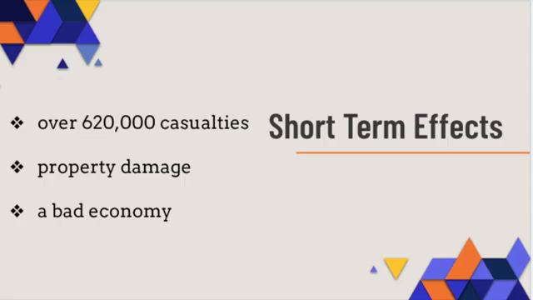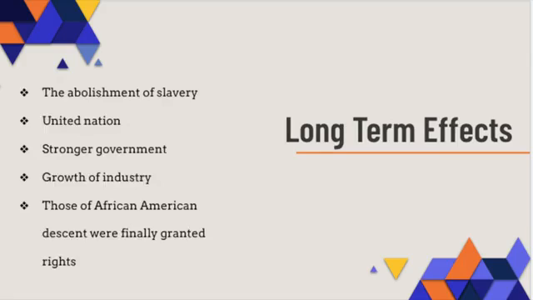The most important effect of the Civil War was the abolishment of slavery. On January 31st, 1865, Congress passed the 13th Amendment, declaring slavery illegal in America. In the long term, the Civil War led to a united nation, a stronger government, and the growth of industry. The war led to the solidification of a strong central government that we have today. With a united nation, the economy recovered and grew tremendously during the coming decades.